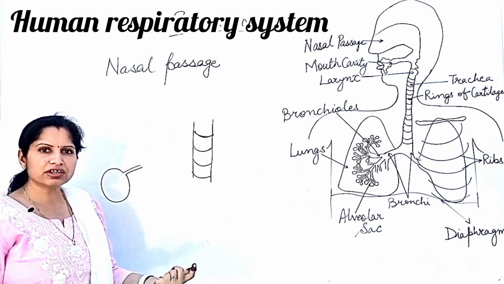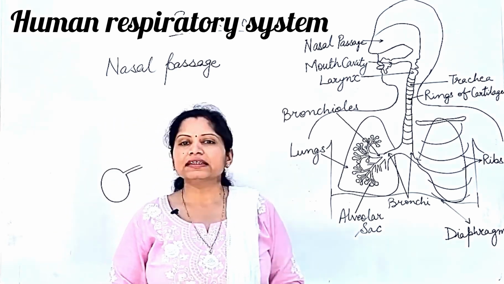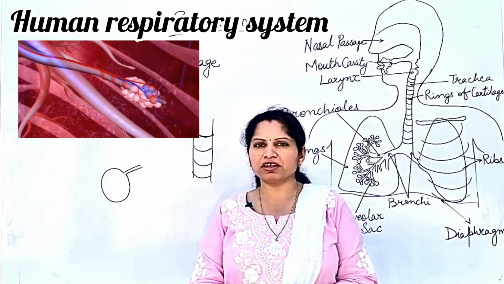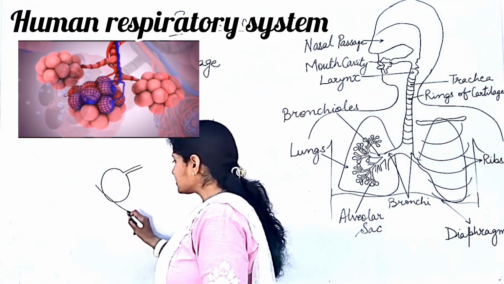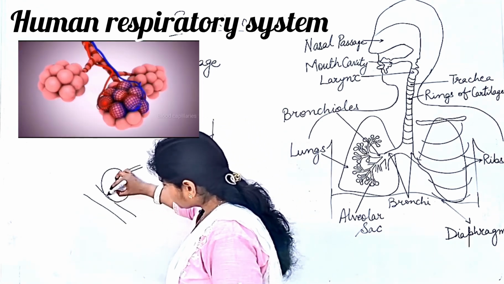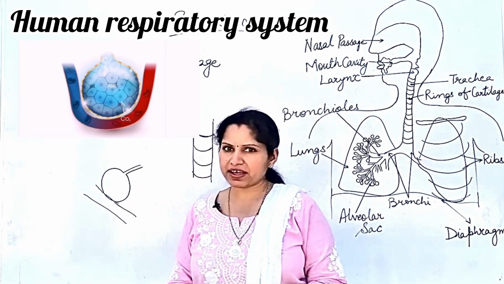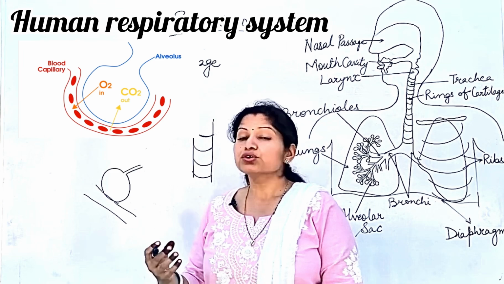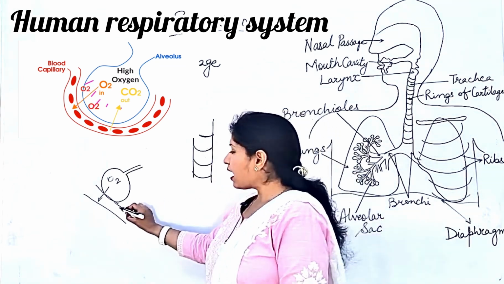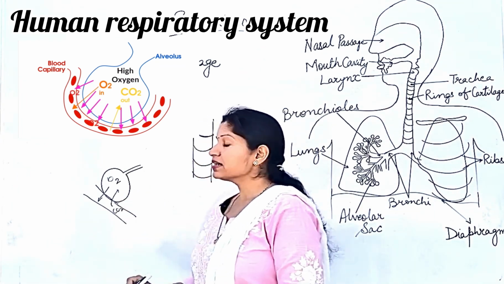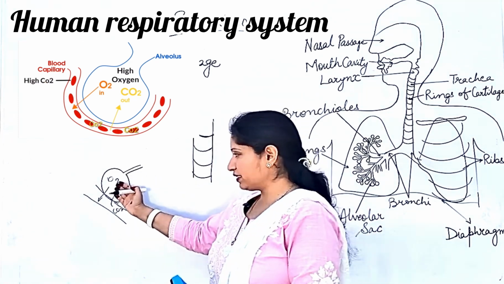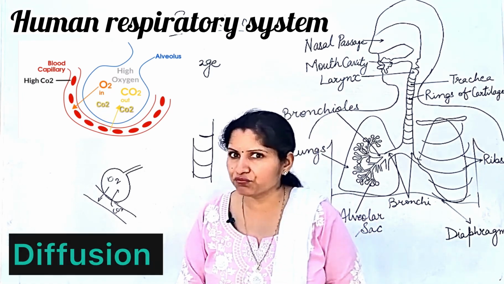The alveoli are the structural and functional unit of the lungs. These alveoli are richly surrounded by blood capillaries. Why are they surrounded by blood capillaries? It's very important because when we inhale, the air is rich in oxygen, and you all know that the body has produced carbon dioxide during the process of respiration. So oxygen from the alveoli goes into the blood capillaries, and carbon dioxide from the capillaries comes into the alveoli. This process of exchange of gases across the alveoli and capillaries is known as diffusion.